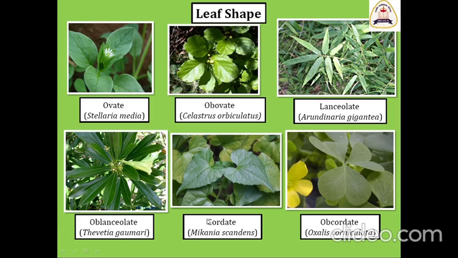Cordate, heart shaped. The leaf is heart shaped, or we can say diamond shape. This is the cordate leaf, Mucuna candens. Obcordate, opposite to the cordate. Here the groove is at the base side, and here the groove is at the tip side, and the base of the leaflet is narrower.